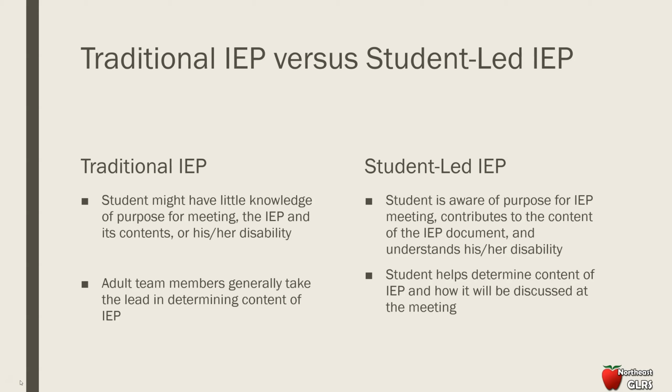In a traditional IEP, a student might have little knowledge or purpose for the meeting, the IEP and its contents, or his or her disability. And adult team members generally take the lead in determining the content of the IEP. But in a student-led IEP, the student is aware of the purpose for the meeting. The student contributes to the content of the IEP document and understands his or her disability. The student helps determine the content of the IEP and how it will be discussed at the meeting.